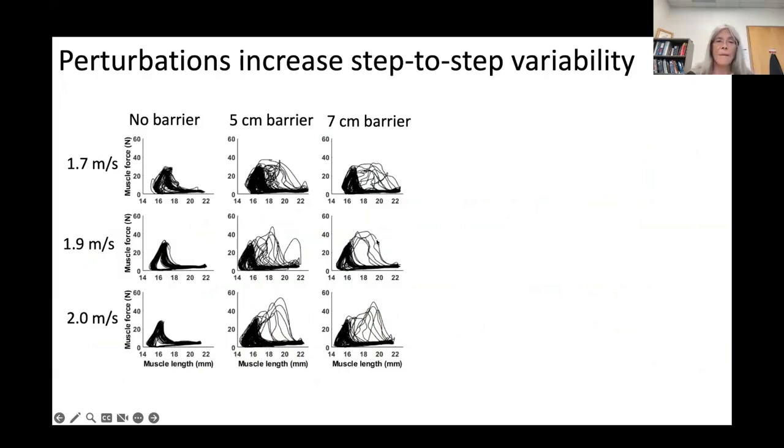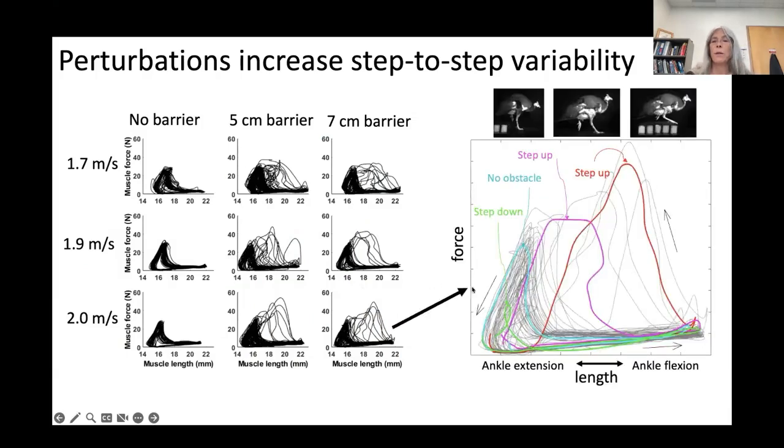But when we have obstacles on the treadmill, we get a lot of different work loop shapes, and here I just selected a few strides. The red and the magenta are strides when the instrumented leg steps up onto the obstacle. The blue is when there's no obstacle present. And the green is when the instrumented leg steps down. So we can have a large amount of positive work during the steps up and a very small amount of work during the steps down.